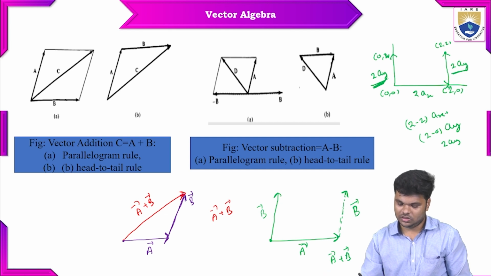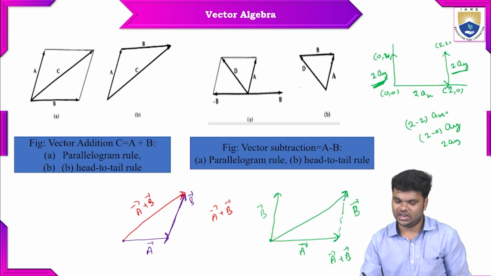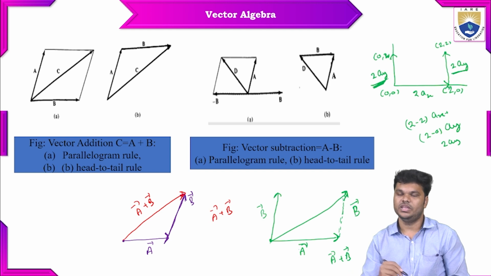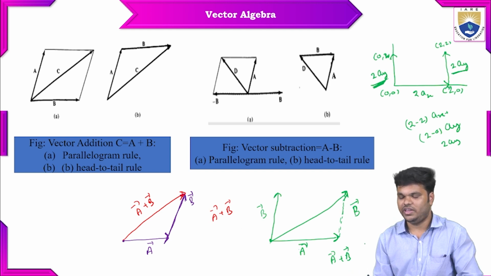So this is the first vector and this is our second vector. And the resultant vector will have its tail at the tail of A, and head at the head of B. Okay. This is how we add two vectors.